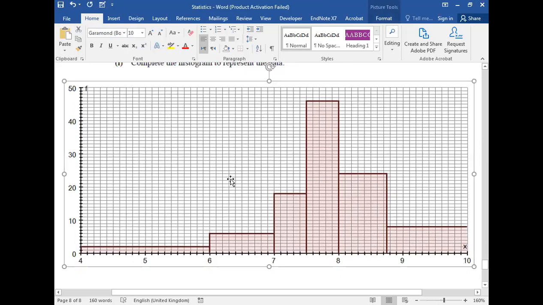So this is the kind of histogram that you should end up with. On the vertical axis, it's not frequency, it's frequency density. And on the x-axis, you just have the data that you have plotted.